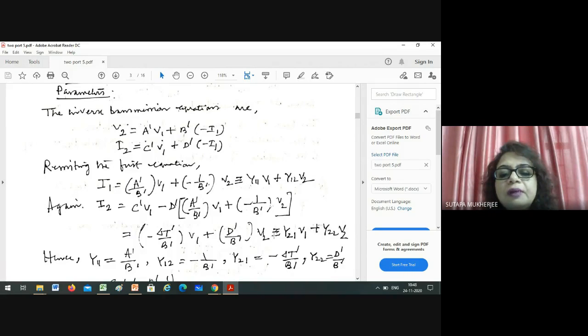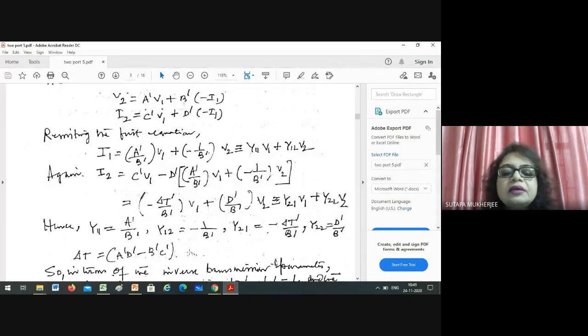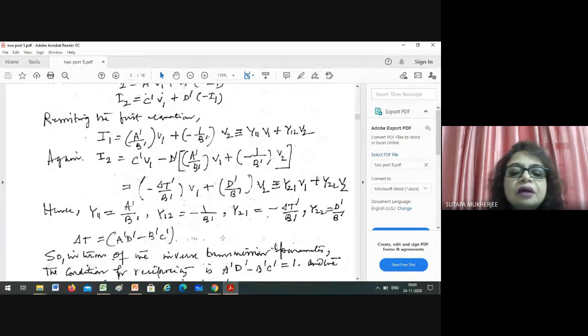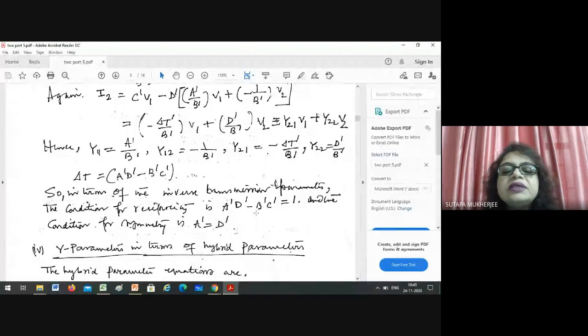Now if you compare analogically, it will be Y21 V1 plus Y22 V2. What is Y21? Minus delta T dash by B dash. What is Y22? D dash by B dash. So what is delta T dash? A dash D dash minus B dash C dash. So in terms of the inverse transmission parameters, the condition for reciprocity is A dash D dash minus B dash C dash equal to 1, and the condition for symmetry is A dash equal to D dash.